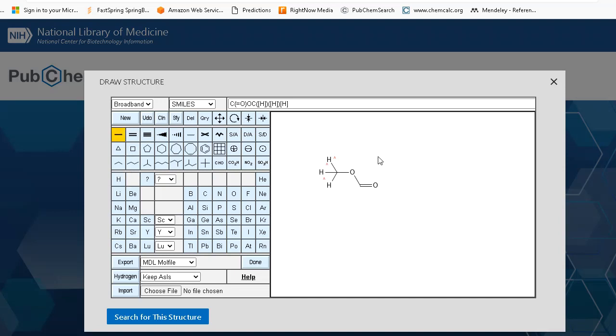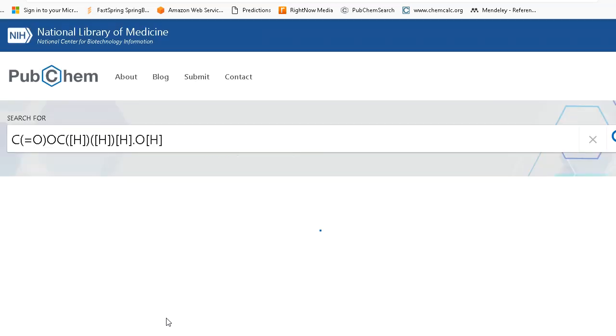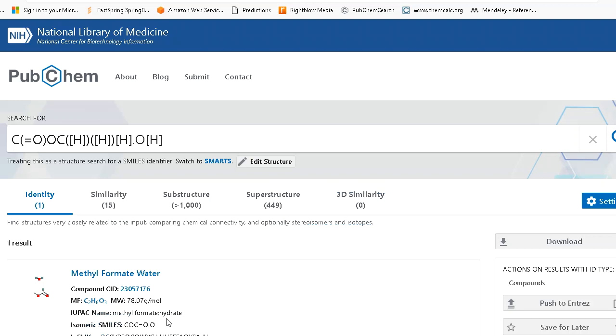We'll do the hydroxy. And again, change this into a hydrogen. So this will connect out here. Search for this. We want to do substructures.